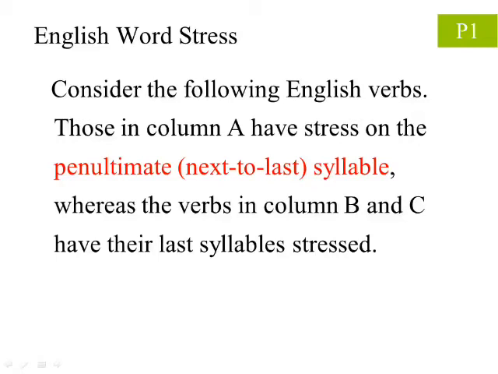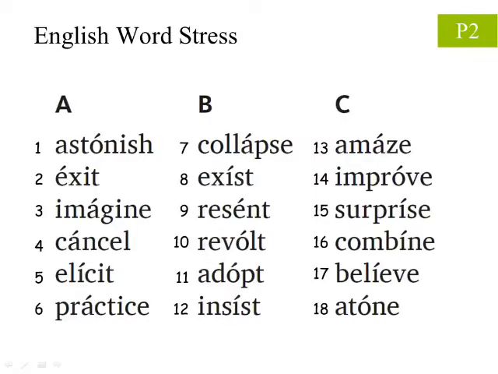The subject we discuss here is the use of stress in the English language. Consider the following English verbs on the next page. Those in column A have stress on the penultimate, next to last, syllable, whereas the verbs in columns B and C have their last syllables stressed. Here are columns A, B, and C.